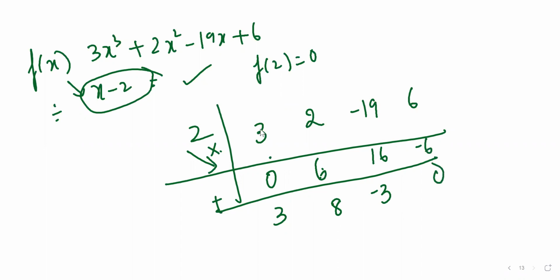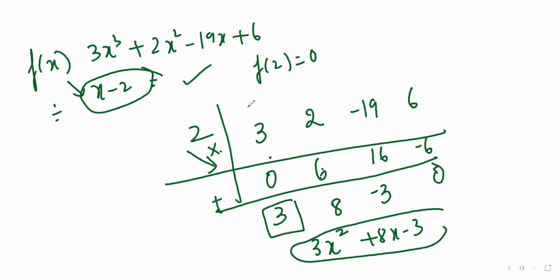So you see I'm going diagonally. 3 plus 0, 3. 2 into 3, 6. Take it forward. Next, you add, you get 8. So 2 into 8 is 16. Take it up. Minus 19 plus 16 is minus 3. And 2 into minus 3 is minus 6. And you stop here. Okay. You started off with a cubic, isn't it? And you end with a number corresponding to the coefficient of x square. Remember this. So you get 3x square plus 8x minus 3. So this is what you'll get.